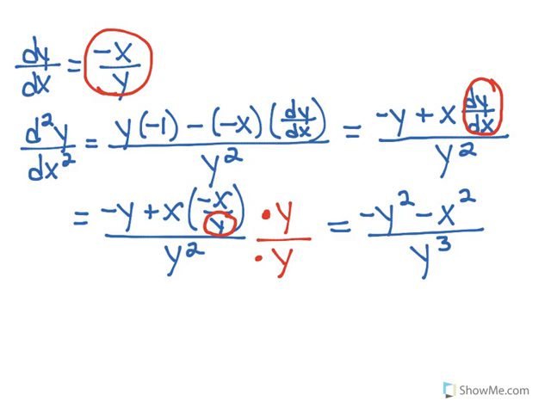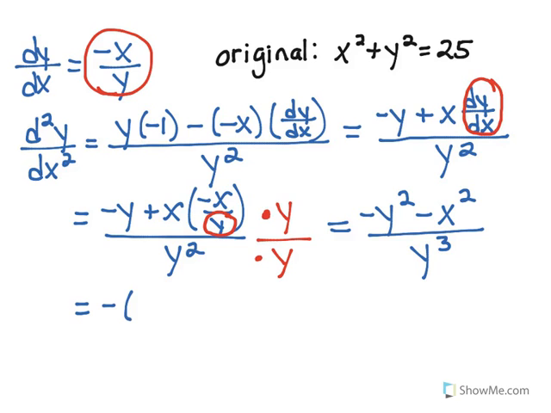Now I have a derivative that has just x's and y's in it. However, if I look back at the original function, there might be something more that I can do. So our original function was x squared plus y squared is equal to 25. Look at the derivative that we came up with. If I focus on the numerator, I have negative y squared minus x squared. Well, if I factor out the negative, that gives me y squared plus x squared. Don't forget about the y cubed on the bottom.